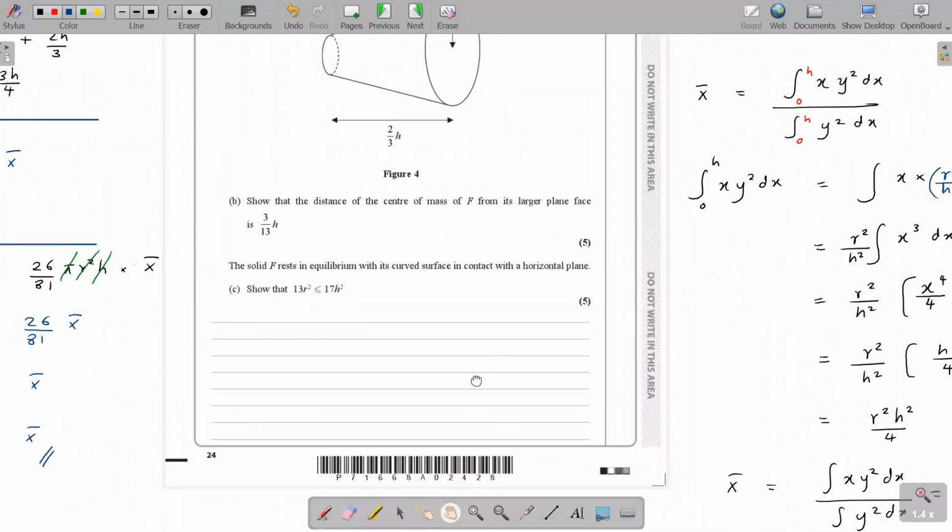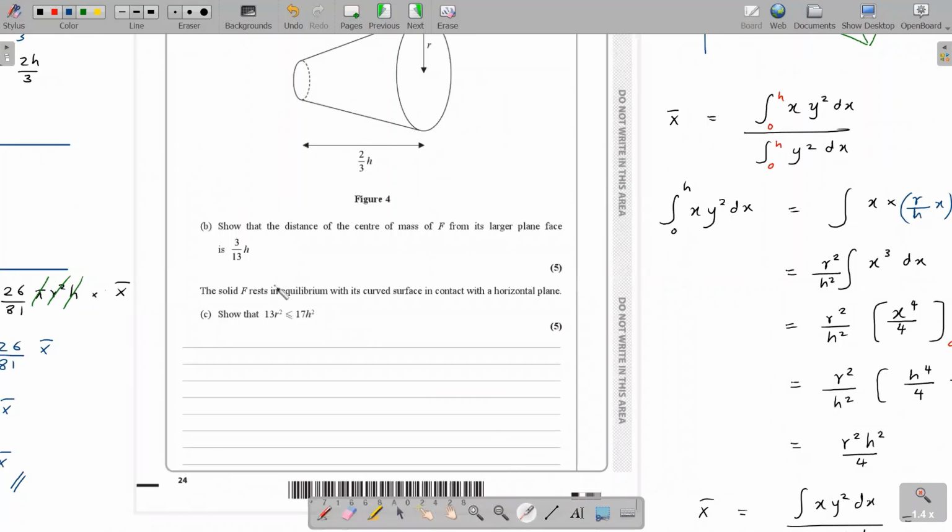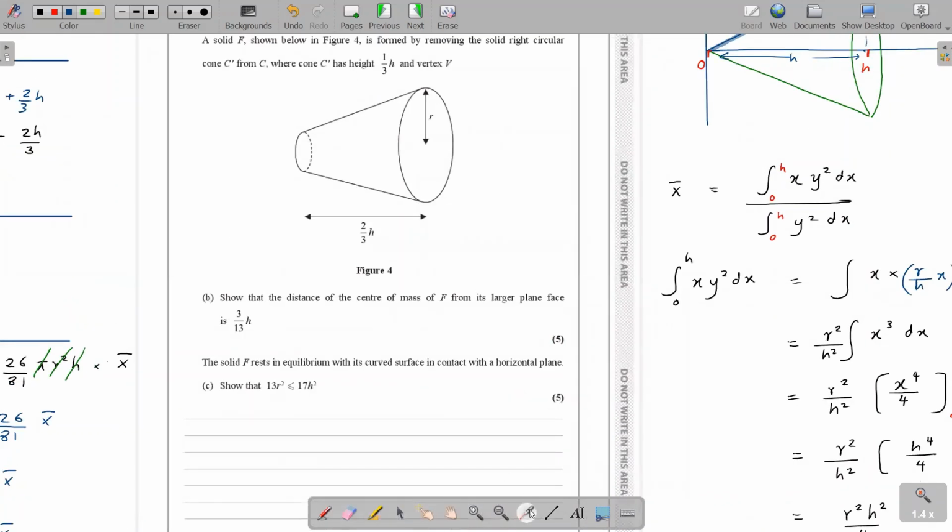Okay, so moving on to the last part, they say the solid F rests in equilibrium with its curved surface in contact with the horizontal plane. So this solid F rests in equilibrium with its curved surface. Have you seen this? The curved surface, you're keeping it on a horizontal plane. Show that 13r² is less than or equal to 17h² for this to be in equilibrium.